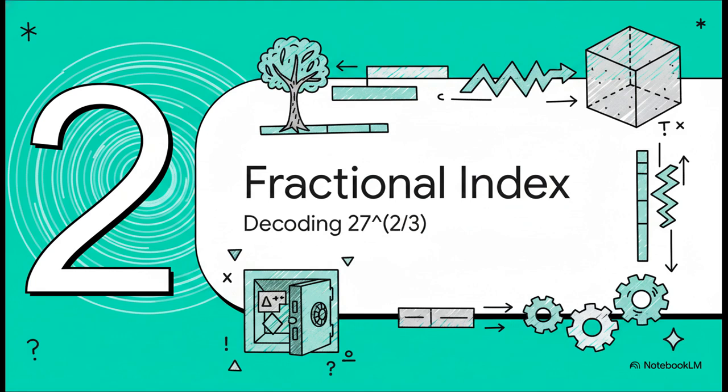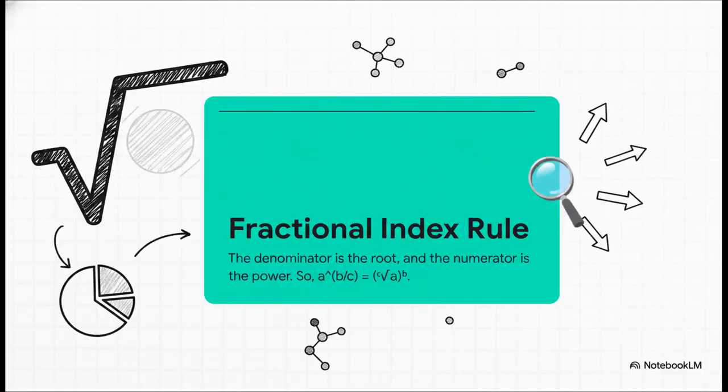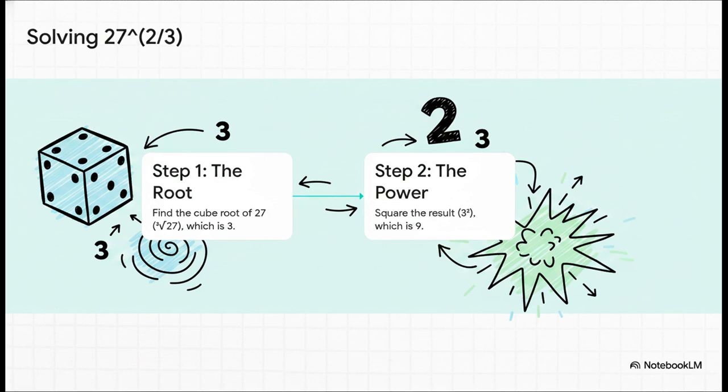Right then, let's jump into part 1. How on earth do we decode 27 to the power of 2/3? Okay, the absolute key here is knowing the rule for fractional indices. It's super simple, really. The number on the bottom of the fraction, that's the root, and the number on the top, that's the power. Root on the bottom, power on the top. Got it? So let's apply that. We've got 27 to the power of 2/3. The 3 on the bottom means we need the cube root of 27. So what number times itself and then times itself again gets you to 27? Yep, it's 3. Now for the top number, the 2, that just means we square our result. So 3 squared, well, that's just 9.